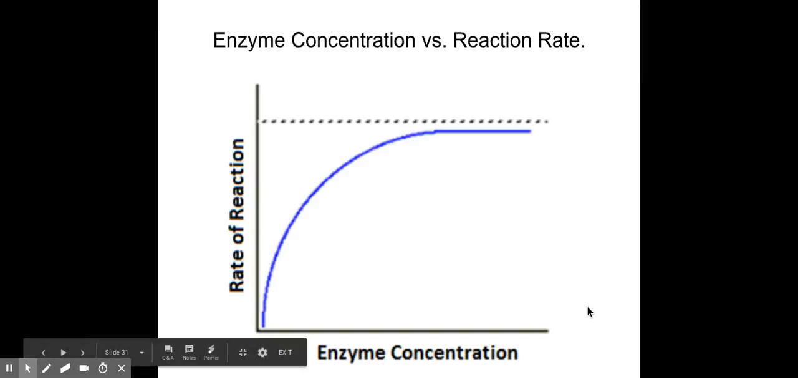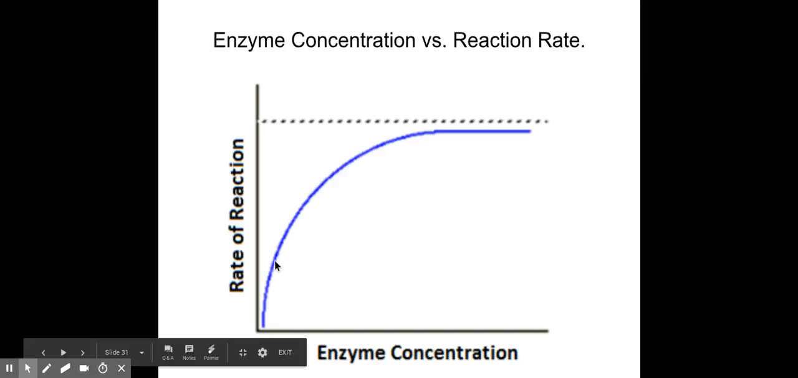And this final graph shows enzyme concentration versus the rate of reaction. And so here you see a similar thing, okay? So down in this end of the graph, let's assume that we have plenty of substrate, plenty of molecules for the enzyme to act on. But on this lower end of the graph, you only have 1 or 2 enzymes. So not a lot of work is getting done.